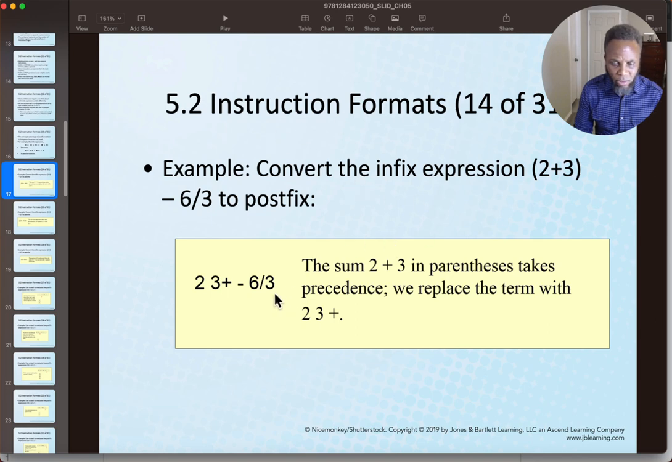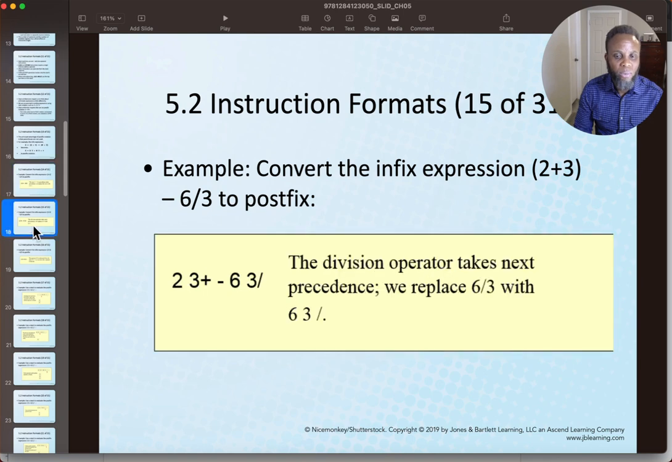I'll leave you all with this one, but again, to work through this example, this is the infix expression. You want to do 2 plus 3. Again, infix is covered on page 306. Then, convert the infix expression 2 plus 3 minus 6 over 3 to postfix. The sum 2 plus 3 in parentheses takes precedence, and we replace that with this. Remember, this is the postfix operation covered on page 306.